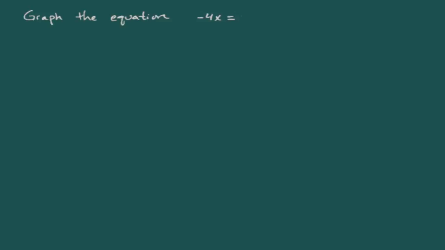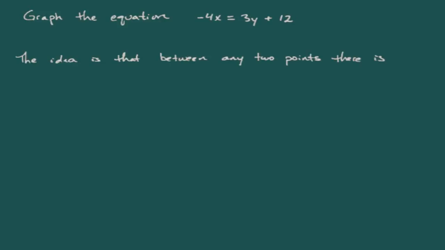Suppose we're given the problem of graphing the equation negative 4x is equal to 3y plus 12. Well, how we do that is really coming back to the Euclidean postulate idea that between any 2 points there is a unique line. And so if we just had 2 solutions to that particular equation, we would be able to graph the line.